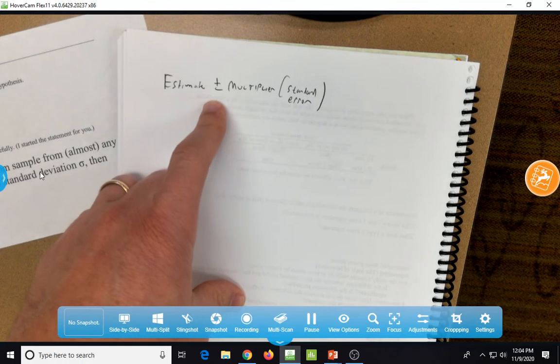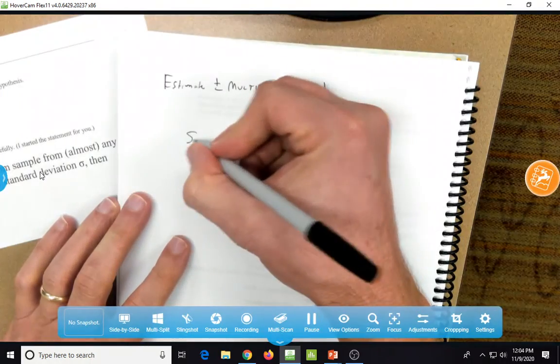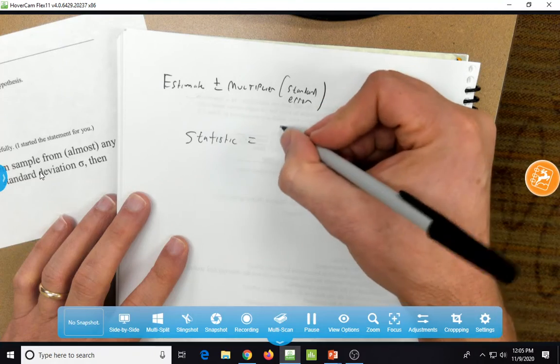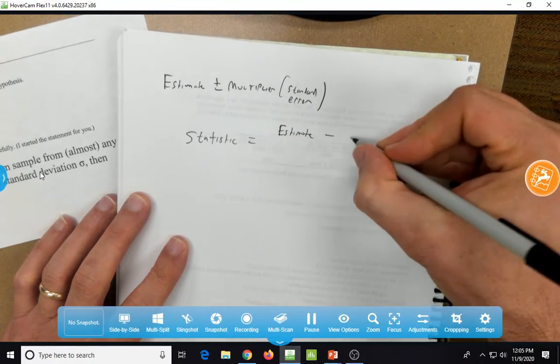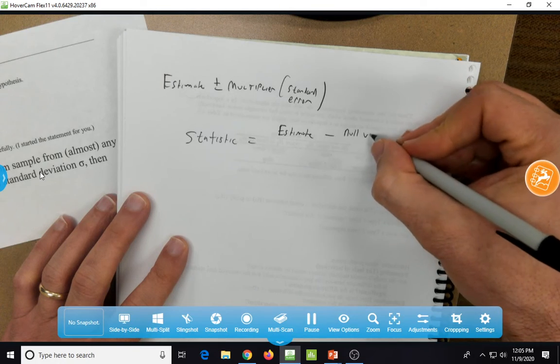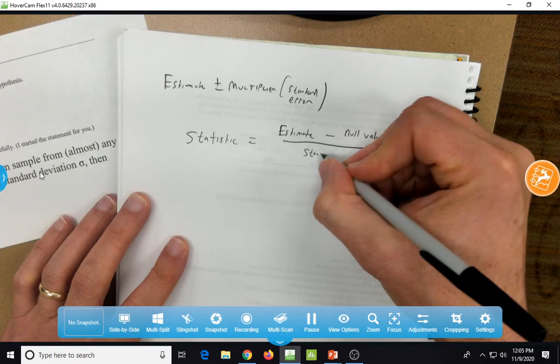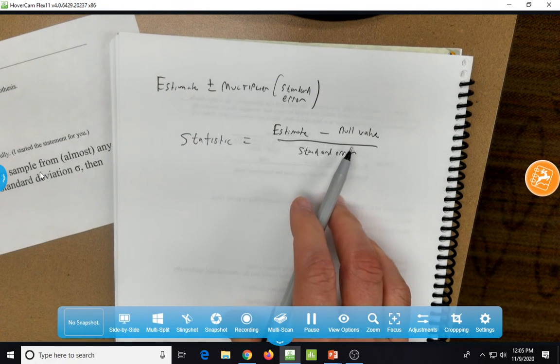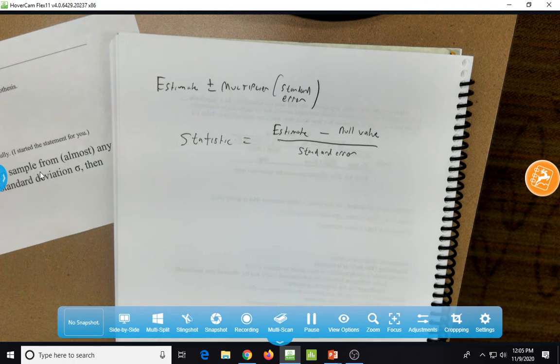Some of it might be just plus, some of it might be minus, depending on whether you're going for a one-sided or two-sided. The other possibility would be a statistic is equal to our estimate minus our null value divided by the standard error. In some sense, the estimate minus the null tells us how far we are away from our expected value, and then we divide by our standard error to measure each step. So usually it would be a Z or T distribution for this one. Your multiplier would be a Z multiplier or T multiplier, depending on the situation.